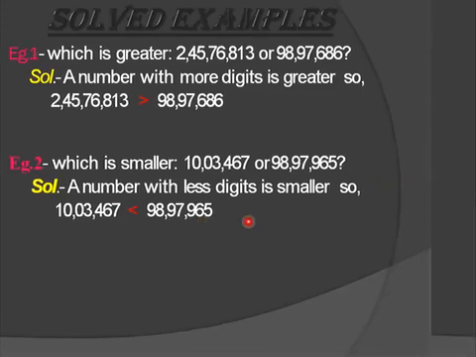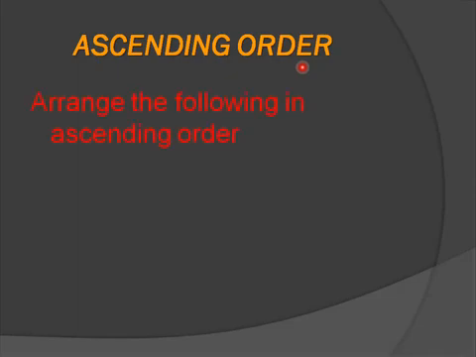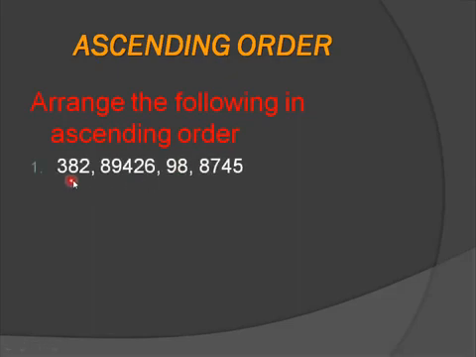Now, let us see ascending and descending order. So, ascending order. What do you mean by ascending order? Ascending order we have learned in earlier classes also. So, ascending order means we write small to big. So, here I will give you few examples. Let us see. Arrange the following in ascending order. So here is a question.